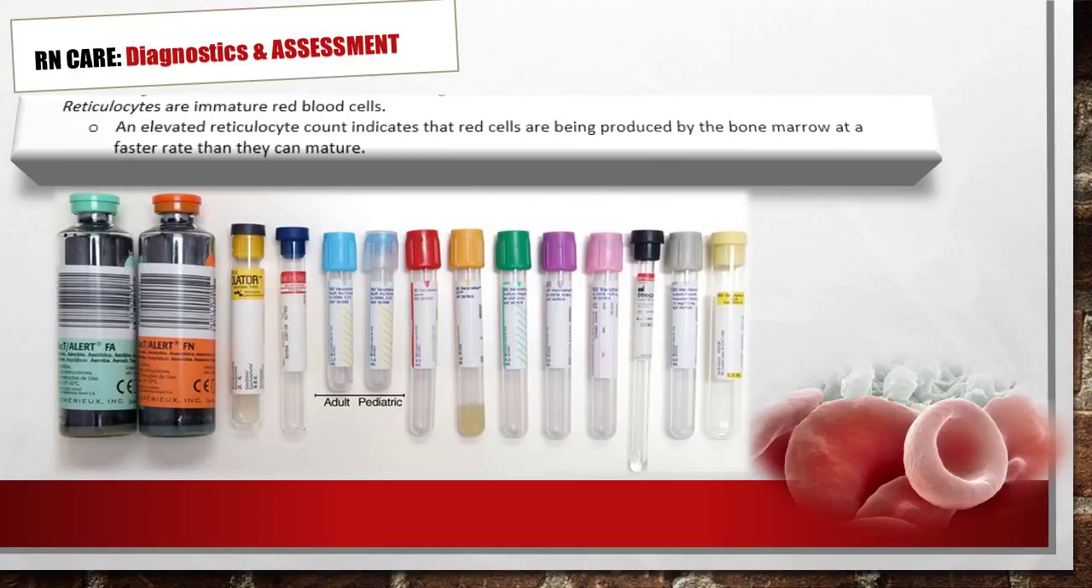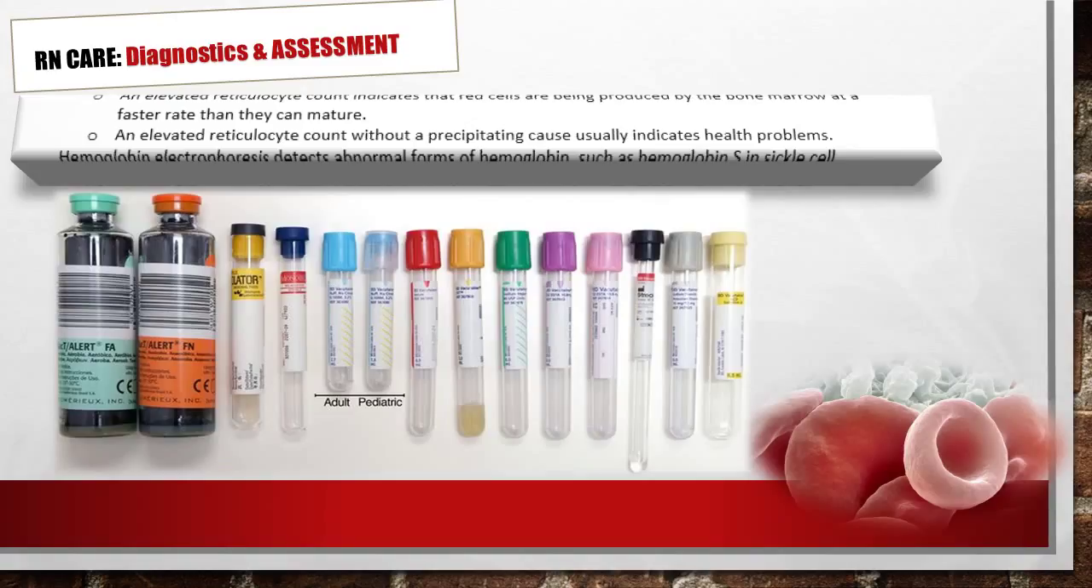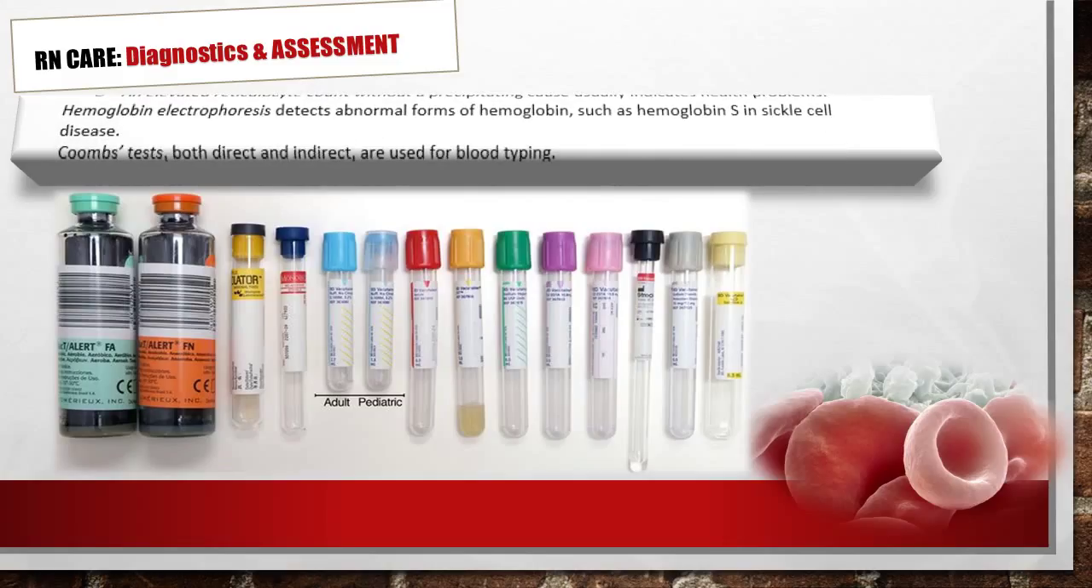Reticulocytes are immature red blood cells. In case you didn't know that, an elevated reticulocyte count indicates that the red blood cells are being produced by the bone marrow at a faster rate than they can mature. An elevated reticulocyte count without a precipitating cause usually indicates health problems, so you want to note that. Hemoglobin electrophoresis detects abnormal forms of hemoglobin, such as hemoglobin S, that is found in sickle cell.